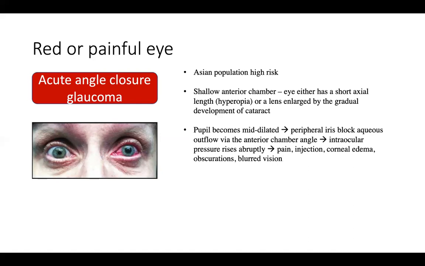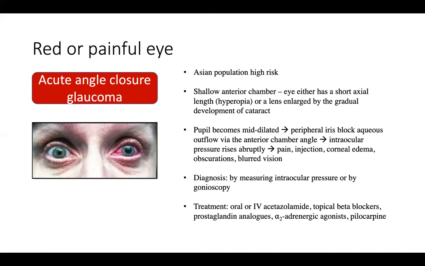When the pupil becomes mid-dilated, the peripheral iris blocks aqueous outflow via the anterior chamber angle, and the intraocular pressure rises abruptly, producing pain, injection, corneal edema, obscurations, and blurred vision. The diagnosis is made by measuring the intraocular pressure during an acute attack or by performing gonioscopy, a procedure that allows one to observe a narrow chamber angle with a mirrored contact lens.